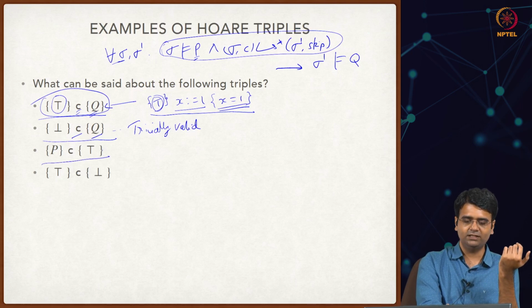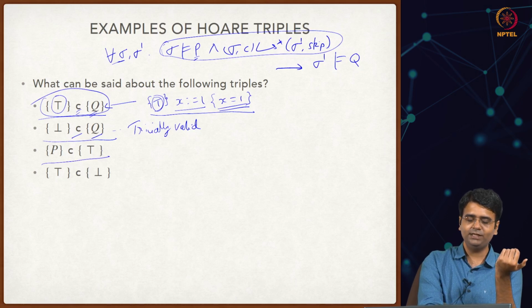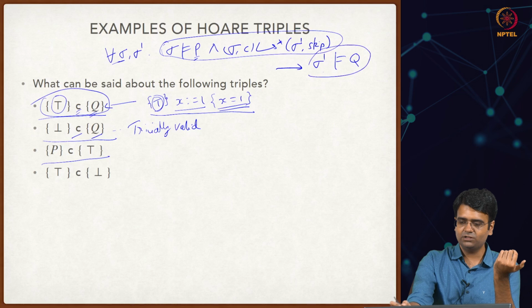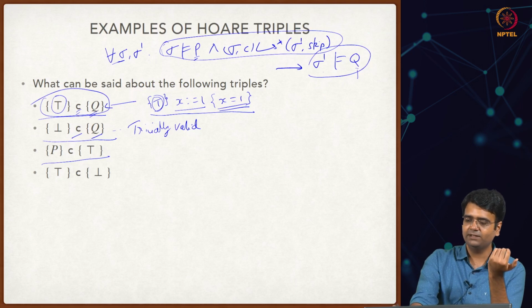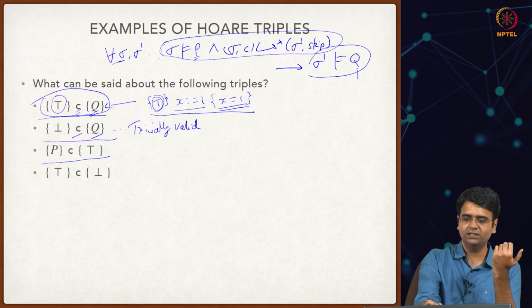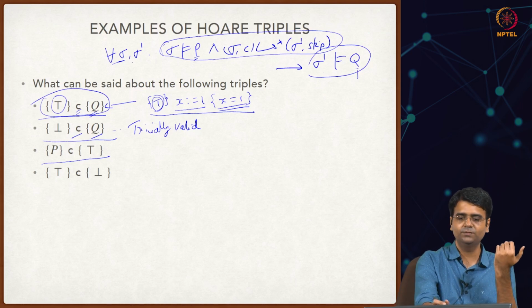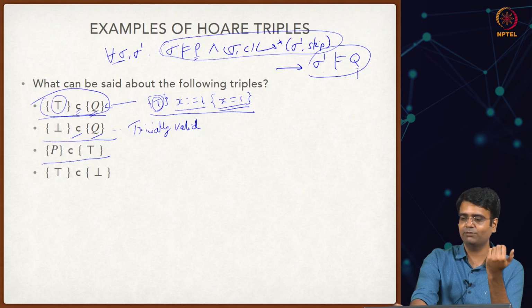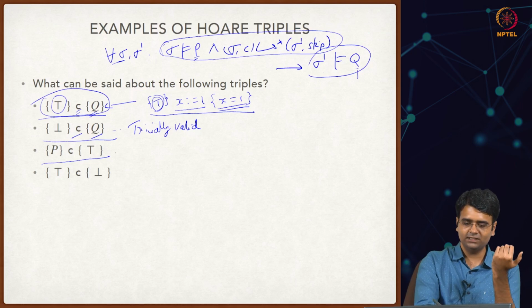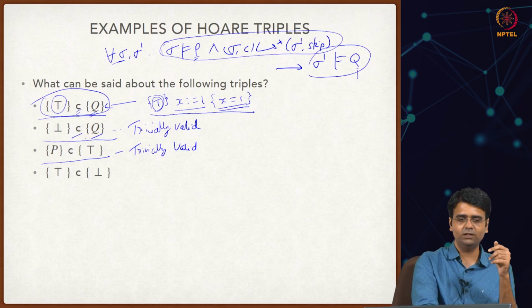Similarly, let us look at this one. This is another example of a Hoare triple which is trivially valid. For any P and any C, this Hoare triple is always valid, and the reason is the consequent. Since Q is equal to true, since the postcondition is true, no matter what sigma prime I take, it will always satisfy the consequent of this formula. This is an implication, and its consequent will always be true for all sigma and sigma prime, because all sigma primes are models of true. Therefore, this is also another example of a trivially valid Hoare triple. No matter what P and C I take, this Hoare triple is always valid.